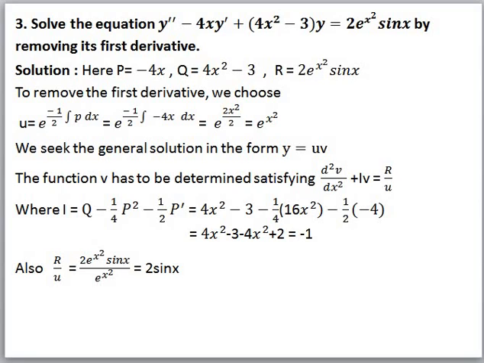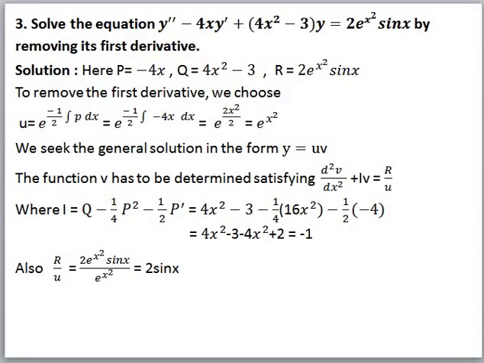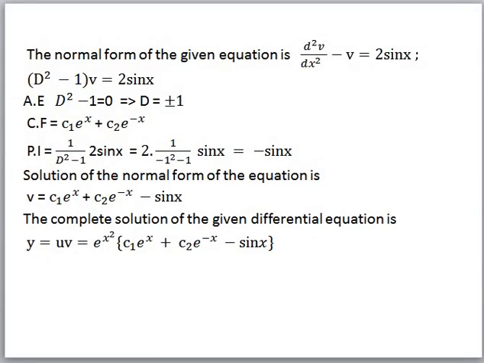We get 2 sin x. The normal form of the given equation is d square v divided by dx square plus I v, where I is equal to minus 1. So we substitute, minus v is equal to 2 sin x. That implies that (d square minus 1) v is equal to 2 sin x. The auxiliary equation is d square minus 1 equal to 0. That implies that d is equal to plus or minus 1. The complementary function is c1 e power x plus c2 e to the power of minus x. Particular integral is 1 divided by d square minus 1, the right hand side being 2 sin x.